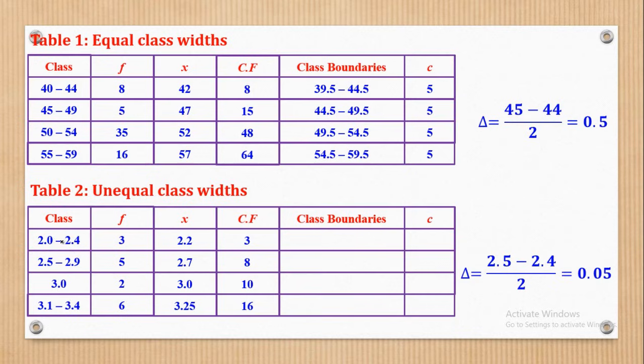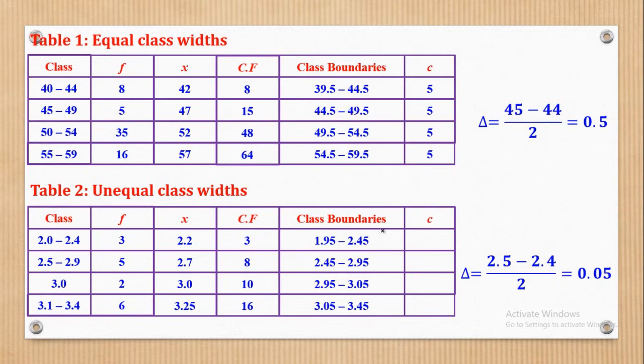So when I do that, for this it will be this, for this it will be this, for this it will be, now this one we are going to use the same value to get both the upper and lower class boundary. For example, I'll get this minus 0.05 to get the lower class boundary, and also this very value plus 0.05 to get the upper class boundaries. So I'll come up with this. Then this one gives me that. So that is how they get class boundaries for unequal class widths.